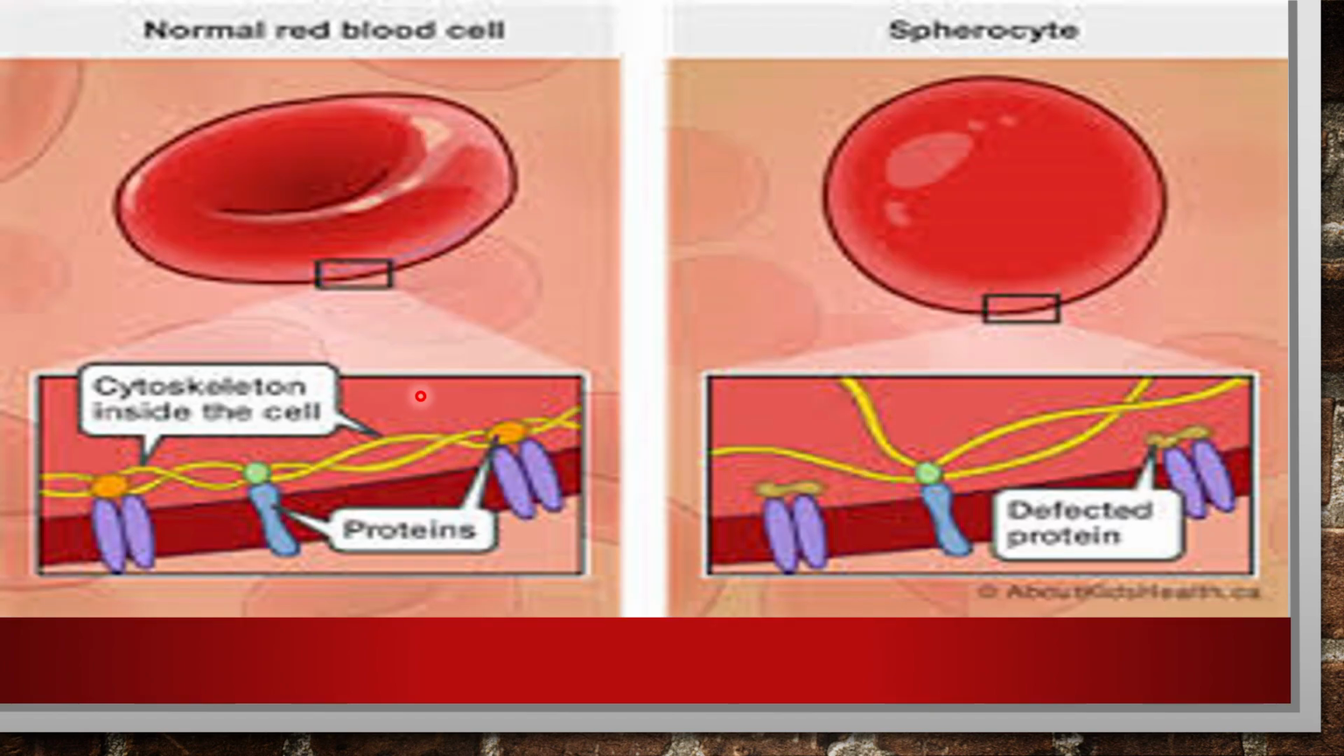So this is a pictorial representation of what I just told you. This is the normal red blood cell which has the normal membrane. So the cytoskeleton inside the cell is attached to the red cell membrane properly by these proteins, spectrin and ankyrin. But in the defective spherocyte, the cytoskeleton inside the cell is deformed because of the deformed protein and is not attached properly to the red cell membrane.